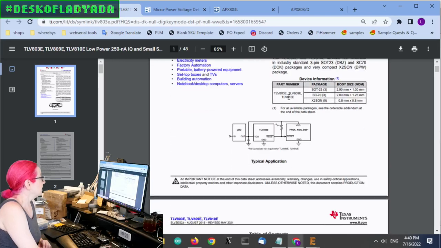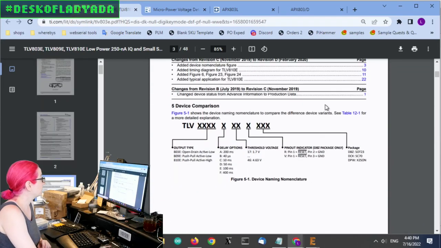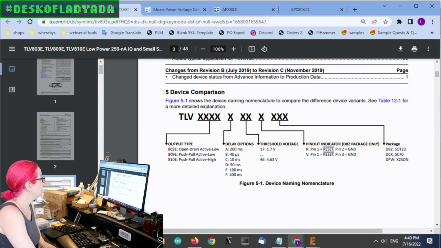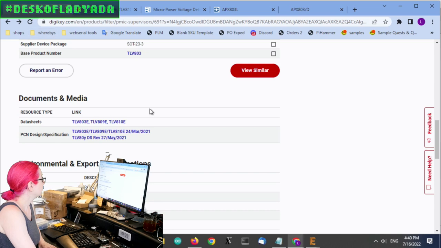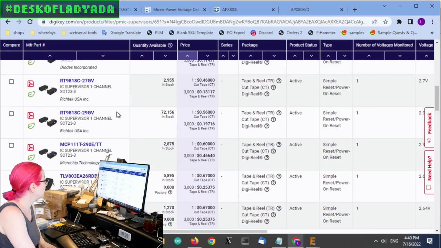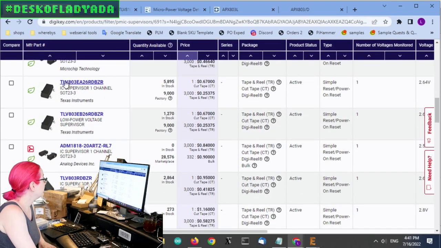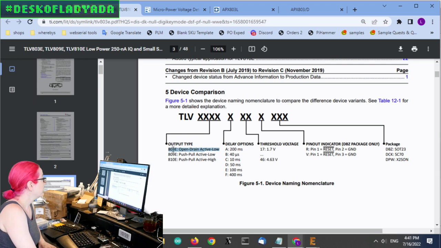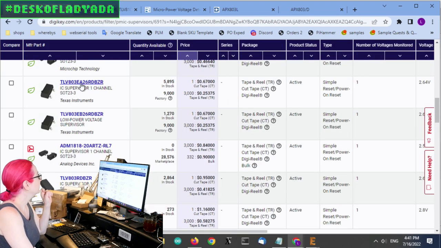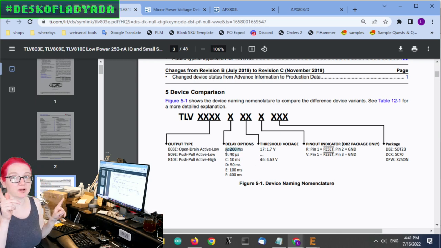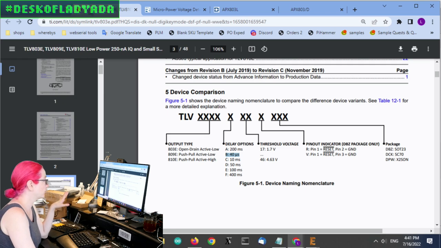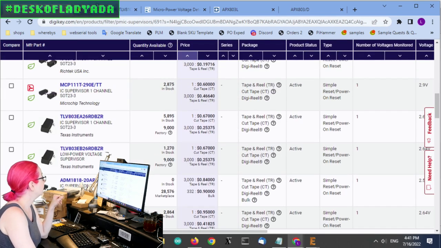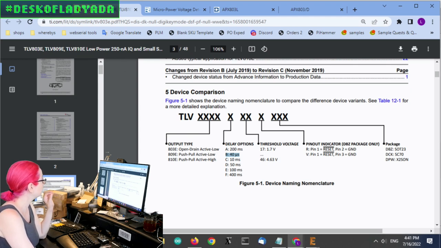Takes a moment. Okay, scrolling down. So again, so many options. TLV803. And the two versions are 803EA and 803EB. 803E is open drain active low, good. A is 200 milliseconds, which is what we want. B is 40 microseconds, much too low. So we'd go with the A version, this one. Then 26, which means the threshold voltage is 2.6 volts.